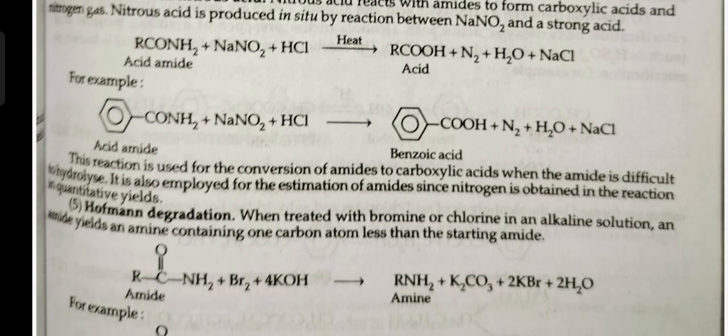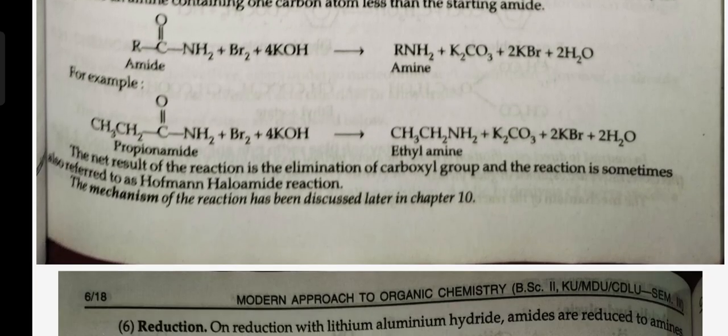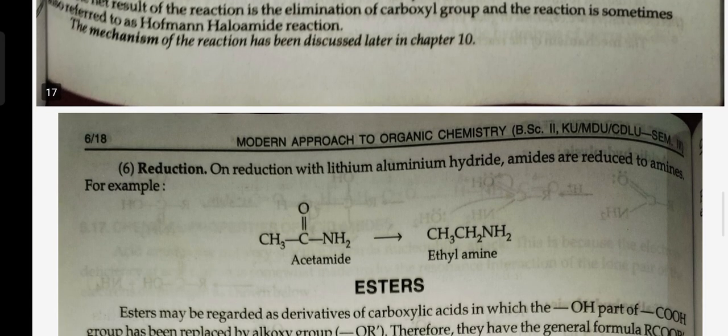Hofmann degradation. When treated with bromine or chlorine in an alkaline solution, an amide yields an amine containing one carbon atom less than the starting amide. The net result of the reaction is elimination of a carbonyl group, and the reaction is sometimes also referred to as the Hofmann haloamide reaction. The mechanism of the reaction has been discussed later in chapter 10. Reduction. On reduction with lithium aluminum hydride, amides are reduced to amines. For example, acetamide gives ethylamine.